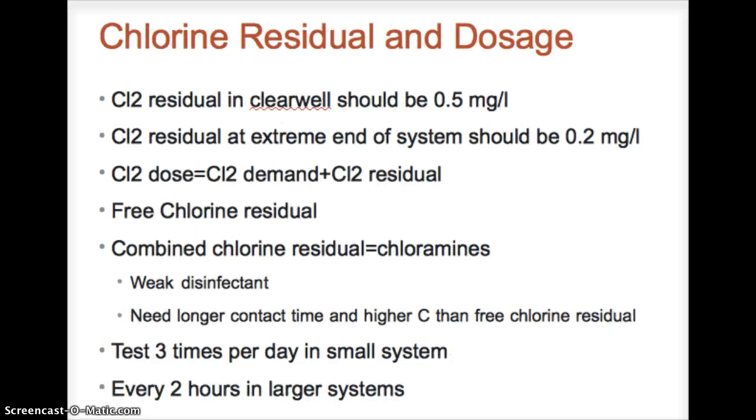Okay. Well, this looks like a repeat of a slide we've already had, but I'm going to go over it again anyway. This is the slide where I talked about the chlorine residual in the clear well should be 0.5 milligrams per liter. The chlorine residual at the extreme end of a distribution system should be 0.2 milligrams per liter. And when we do the sampling lecture, we'll talk a little bit more about sampling in the distribution system.